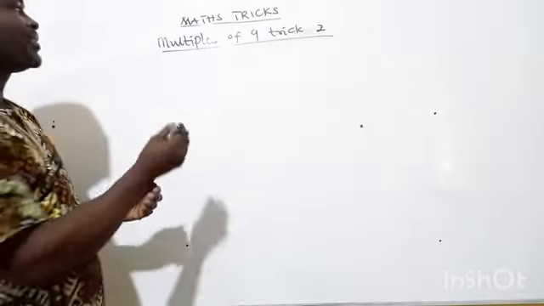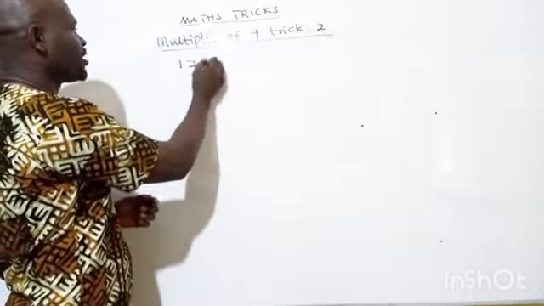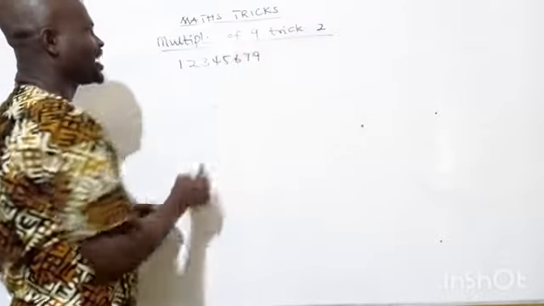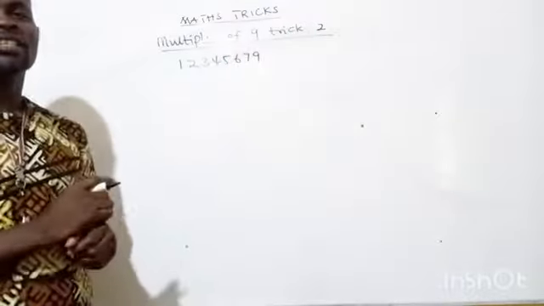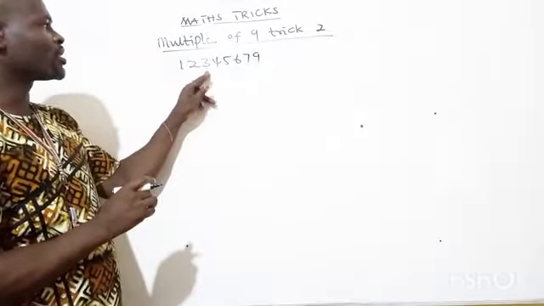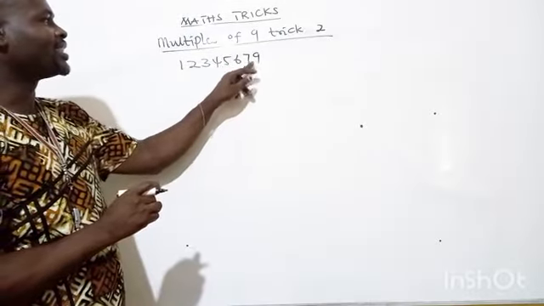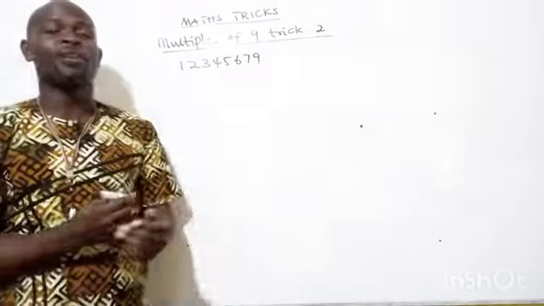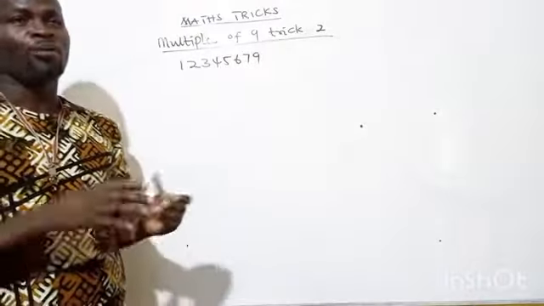We are looking at multiples of nine, where you have these numbers 1, 2, 3, 4, 5, 6, 7, and 9. There's no 8 within the numbers 1, 2, 3, 4, 5, 6, 7, and 9. Now what happens when you multiply this number with the multiples of 9? I hope you know the multiples of 9.